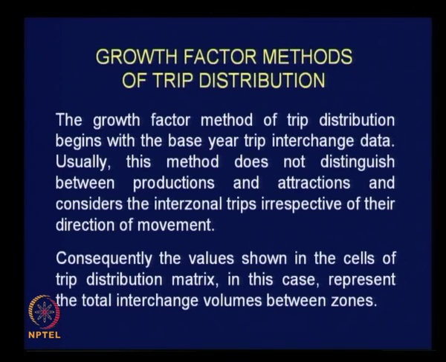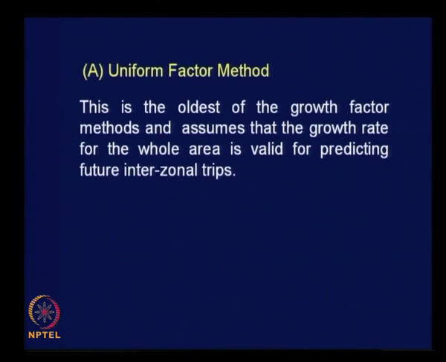Consequently, the values shown in the cells of the trip distribution matrix in this case represent the total interchange volumes between zones, total trip interchanges irrespective of the direction of movement, right. That is what is used for subsequent analysis by this method. There were different approaches available. The simplest of all the methods is called the uniform factor method. This is the oldest of the growth factor methods and assumes that the growth rate for the whole area is valid for predicting future interzonal trips.